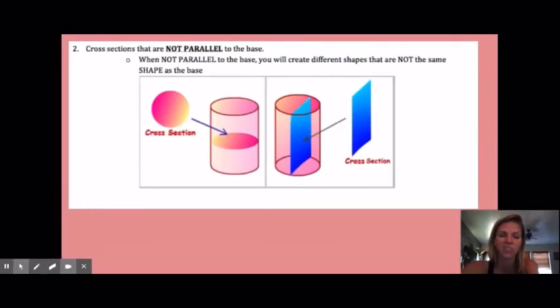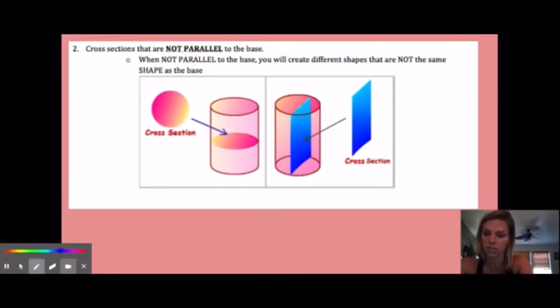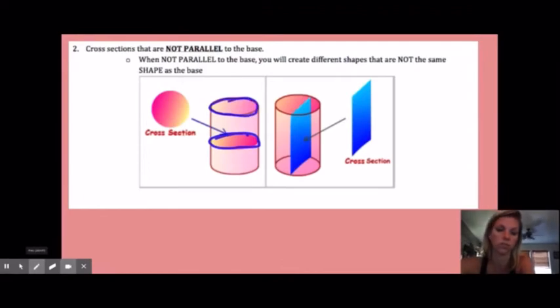Okay. When you have cross sections that are parallel to the base, it's way easier to see because whatever the base shape is, it has to be the same shape. When you have a cross section that's not parallel, this is where it can get tricky. Okay, so look at these two. You have the same cylinder. First picture here, cross section is parallel. You get a nice little circle. Because of the cylinder, that circle is congruent to the top and bottom.